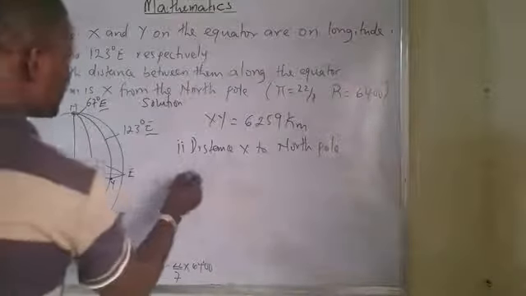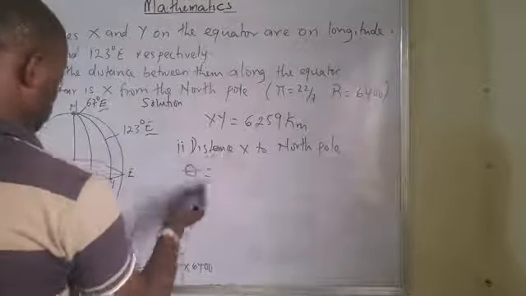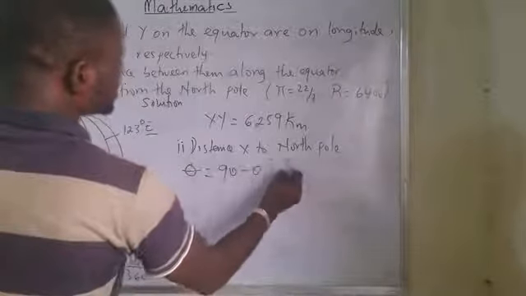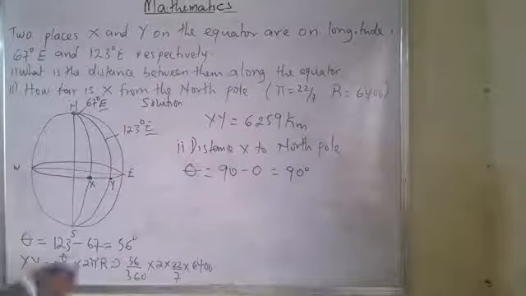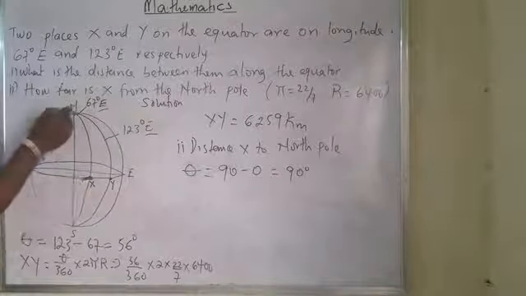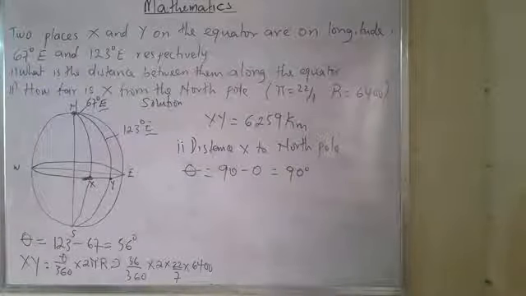Now, my theta in that regard will be equal to 90 minus 0, which is 90 degrees, because from the equator it goes from 90 to 0 degrees. That is what I'm talking about. And I can now continue with the distance we are talking about.